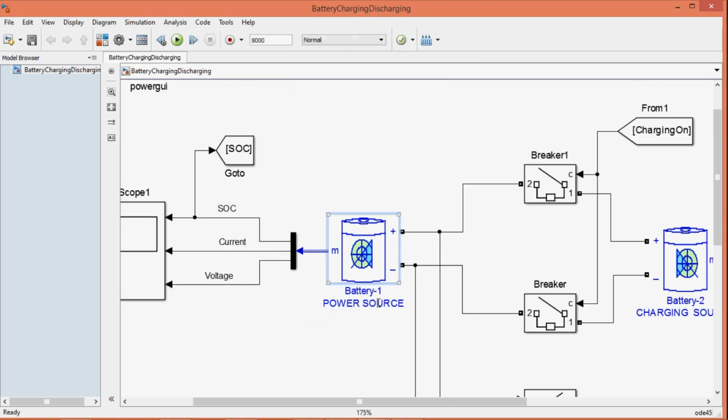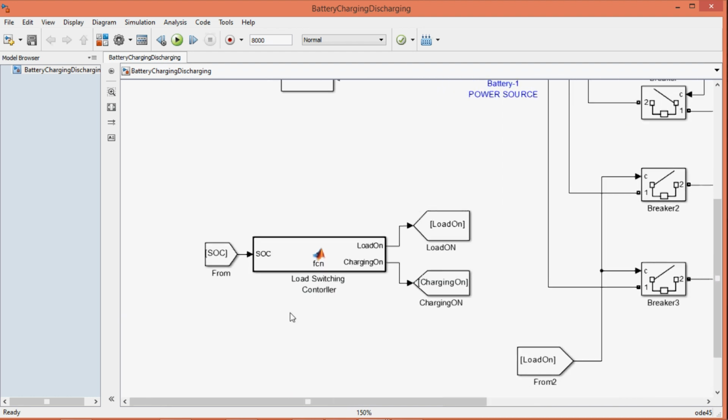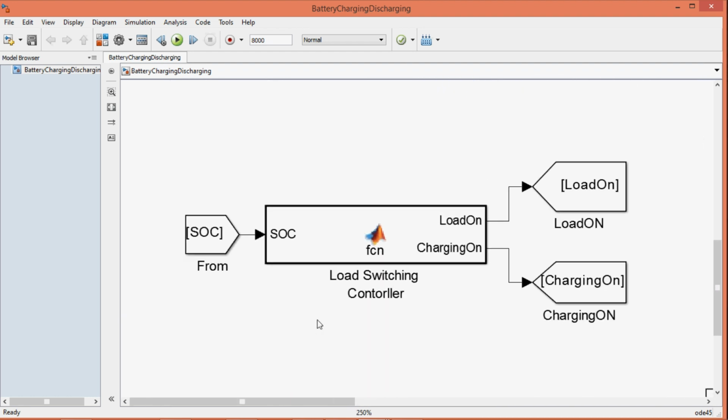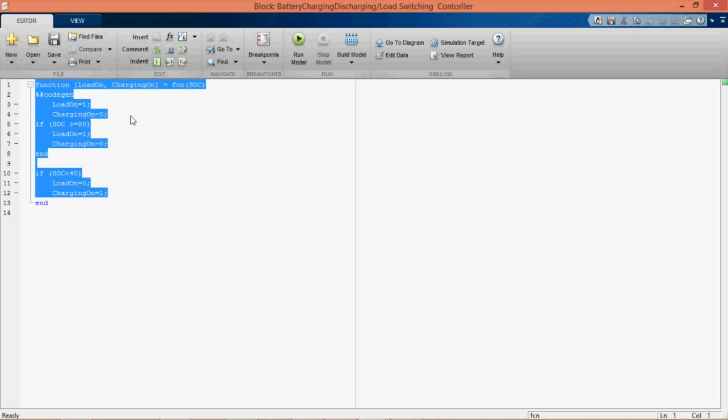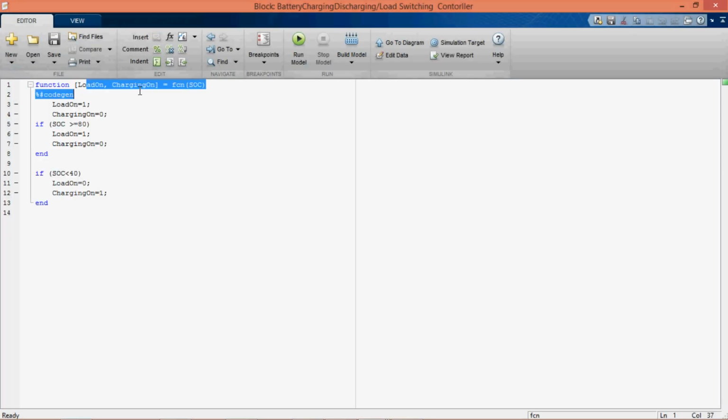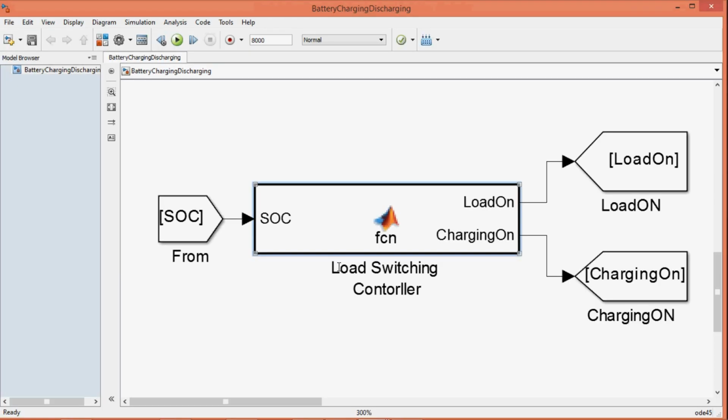The next block to learn about is a MATLAB function. MATLAB function is a block which allows us to write the logics in statement form. It takes some input and based on some logic it generates the output. We will use this block for switching our circuit breakers in the circuit.